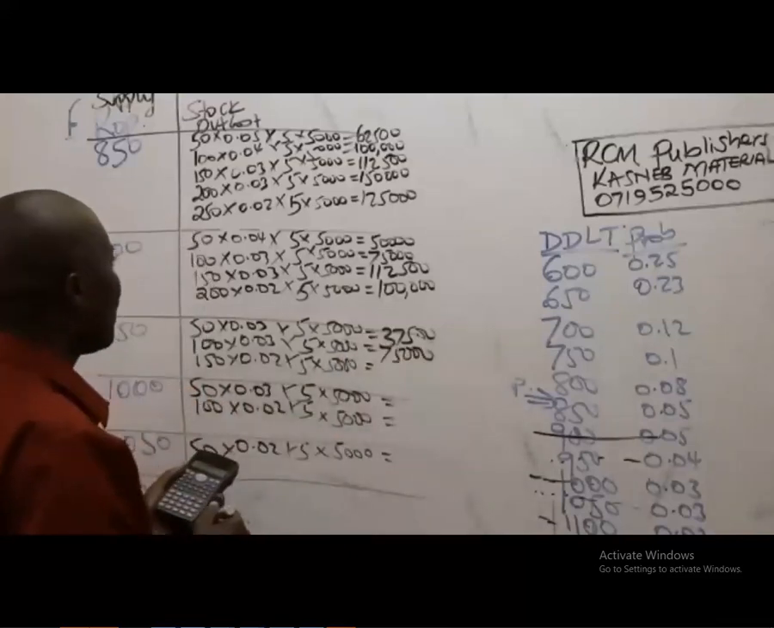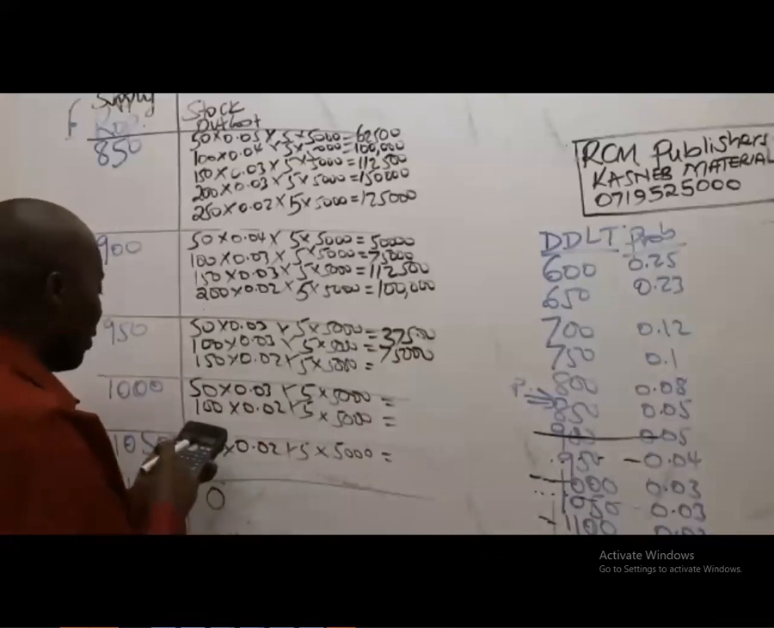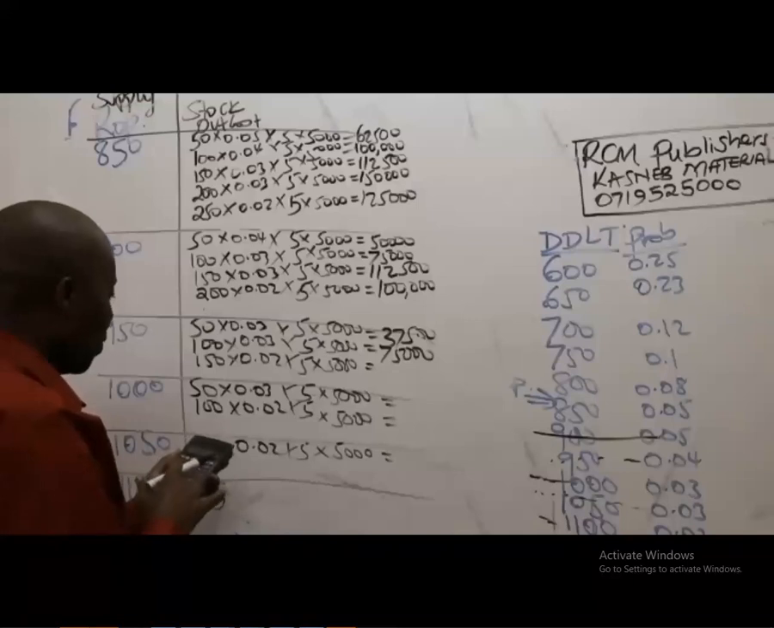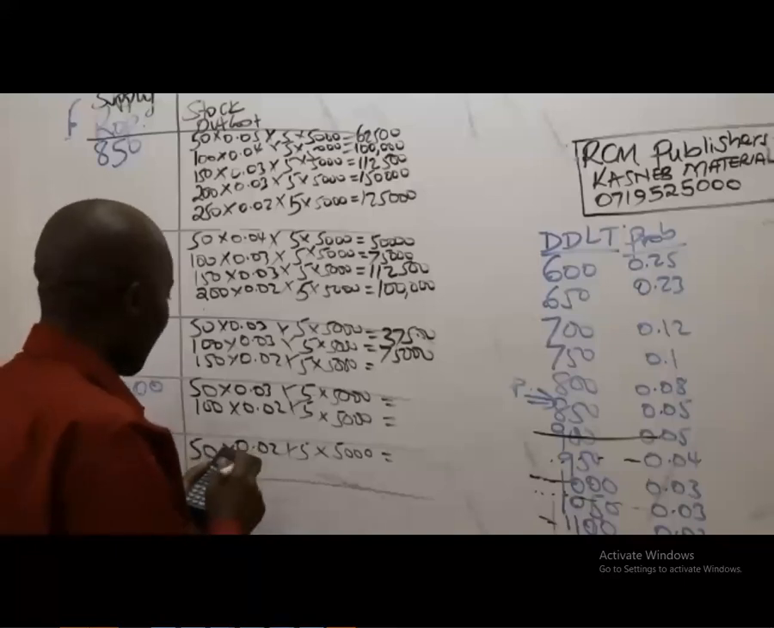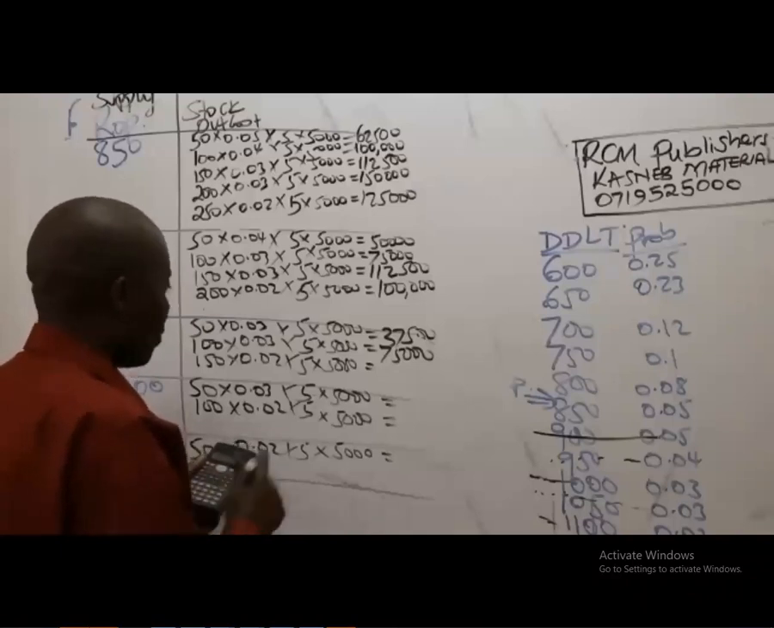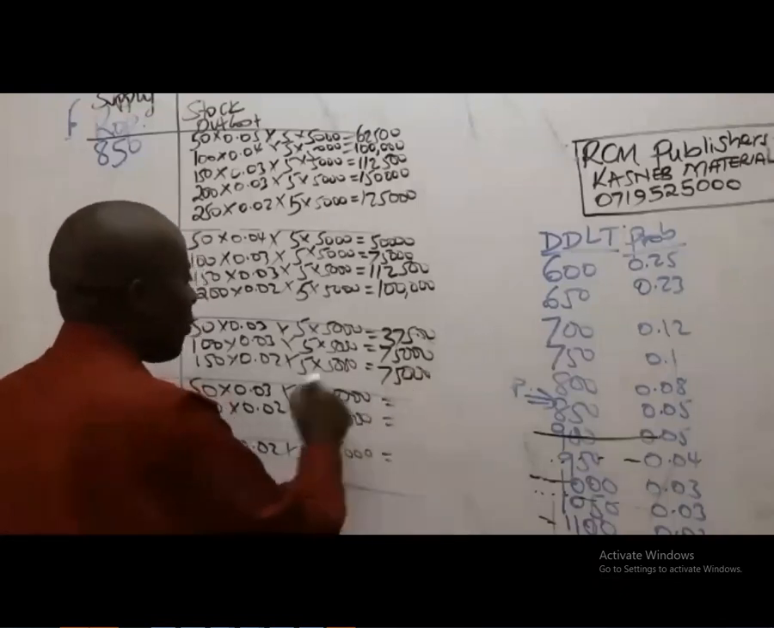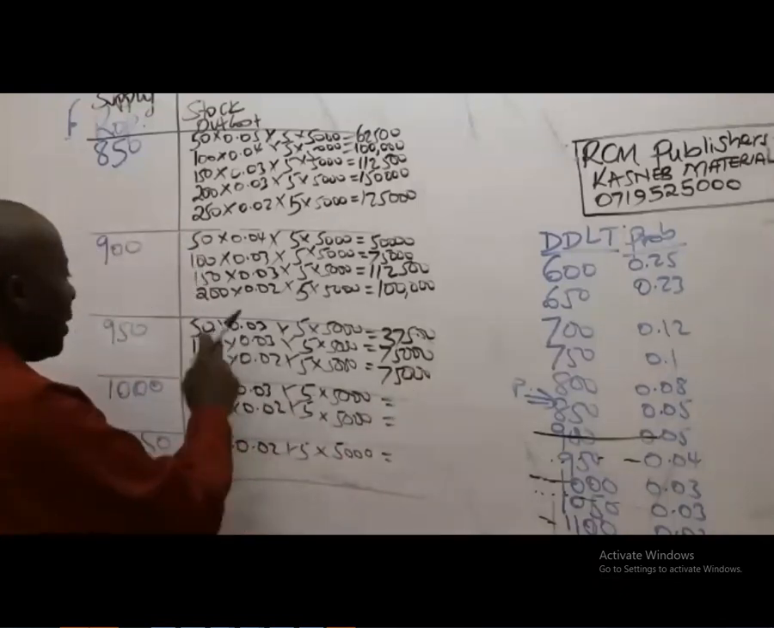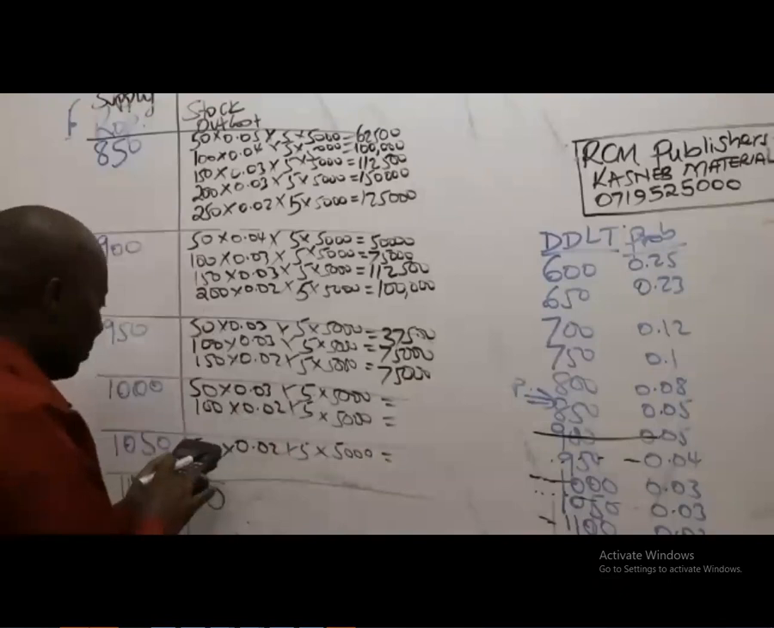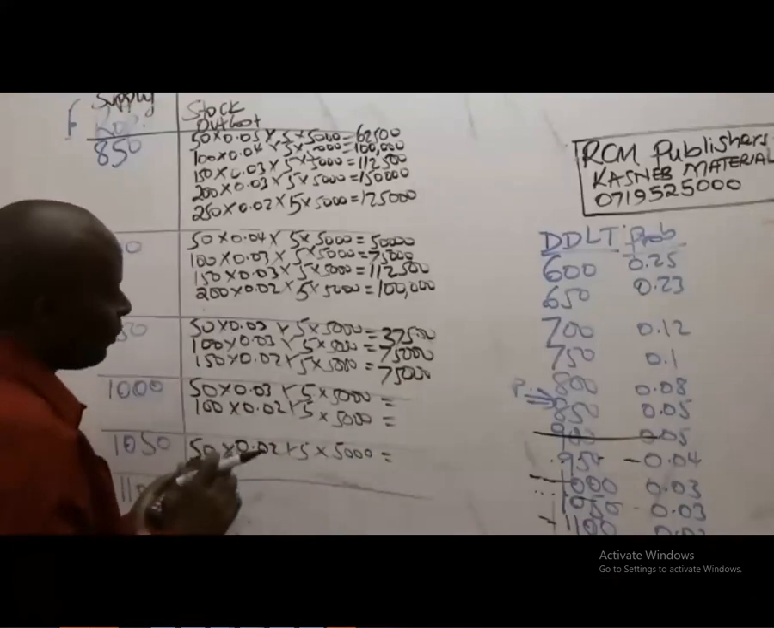Go to the next one. We have 150 times 0.02 times 5 times 5,000, which gives us 75,000 again. Let me repeat again. 150 times 0.02 times 25,000. I'm being told it's 75,000. Just for avoidance of any doubts, let me repeat the one on top. 100 times 0.03 times 25,000. Yes, I'm getting 75,000 again.